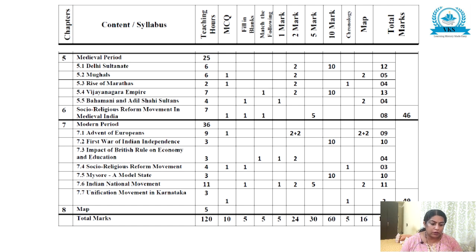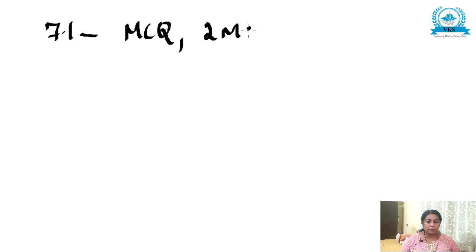In 7.1 you will have MCQ, 2-mark question, and places in map also you will have. So if you see 7.1 MCQ, trading center of Portuguese in India, 4 choices they can give. Trading center of Dutch in India, choices they can give. Or regarding 2-mark question, the terms of Treaty of Srirangapattanam are. All these can come as 2-mark question and MCQs.